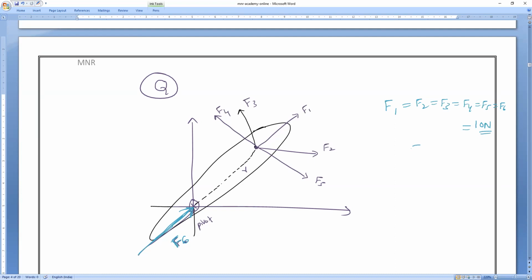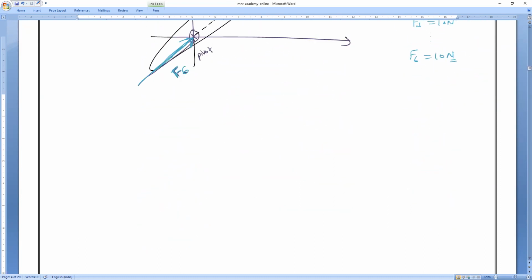Means each force equals what? F1 equals 10 newtons. Same way, F2 equals also what? 10 newtons. F3 equals also 10 newtons, and so on. F6 also equals how many newtons? 10 newtons. The question is, what is the direction of torque of every force, and which will create the largest torque? That is the question. Okay, everybody.